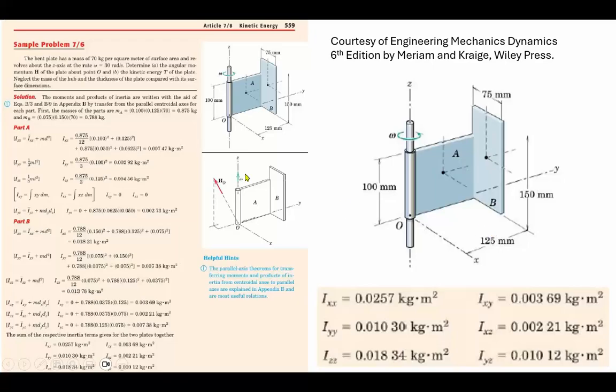The example that I'm going to do in this problem is coming out of Meriam and Craig's book. The reason I picked this is because the calculations are done in the book, and this is what we're supposed to be getting. Notice that it says the thicknesses can be ignored, and the density of this thing, mass per unit area, is 70 kilogram per meter squared. Okay, keep that in mind.